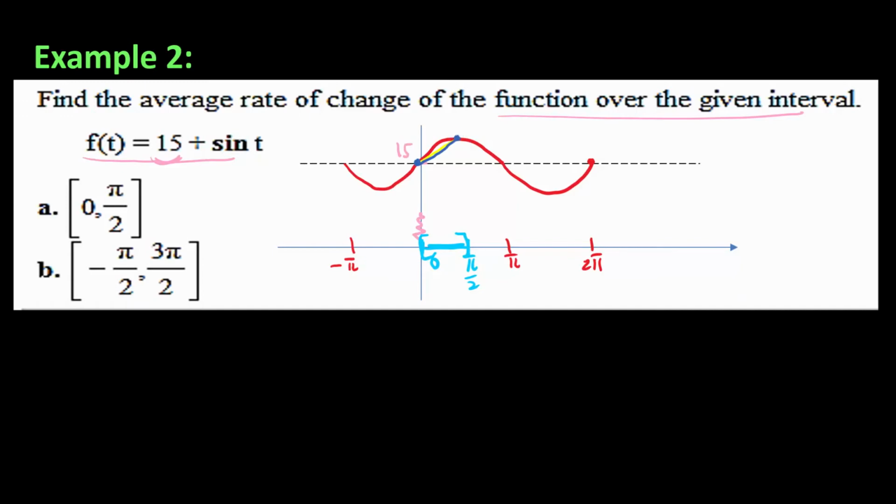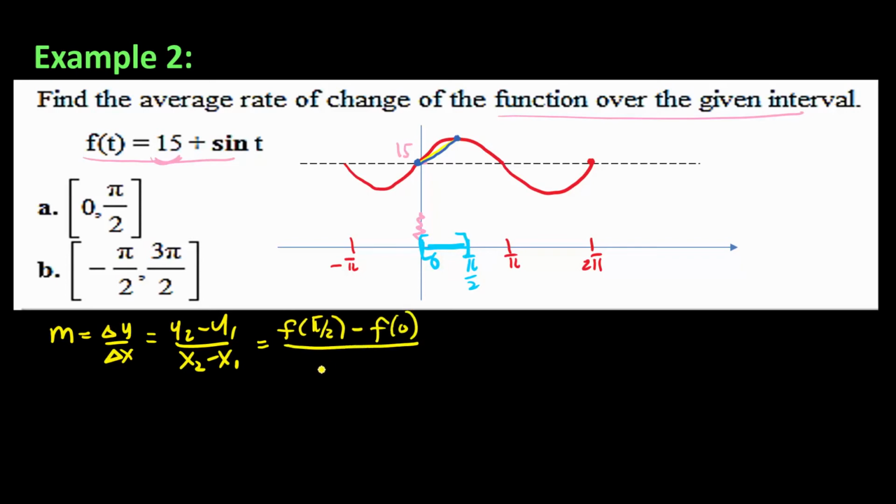So again, what do we need? We're going to need the slope, which is change in y over change in x. So that's y2 minus y1 over x2 minus x1. So y sub 2 right there, minus y sub 1 right here. So it's going to be f of pi over 2 minus f of 0 divided by pi over 2 minus 0.